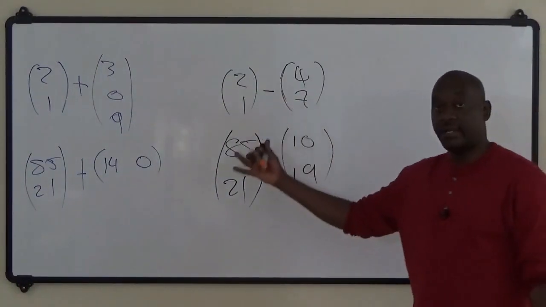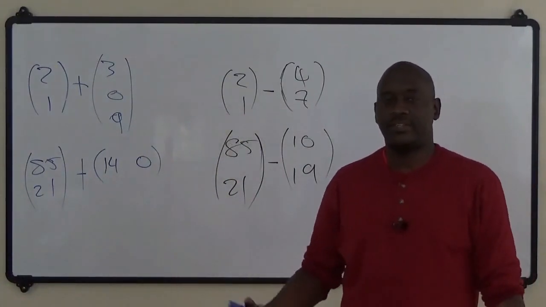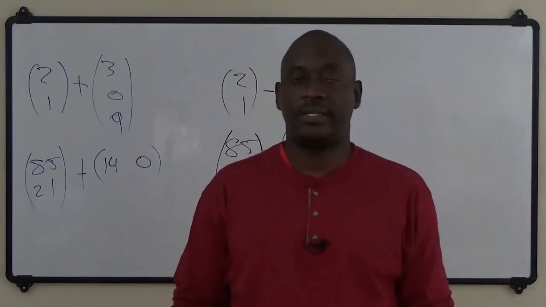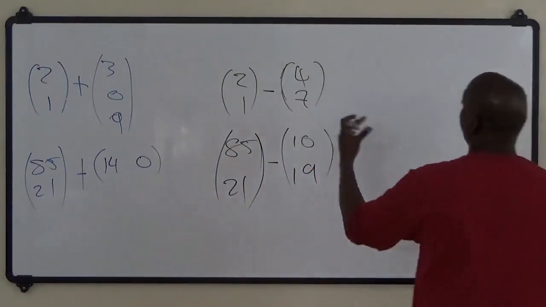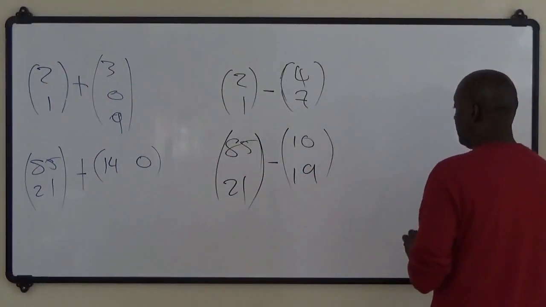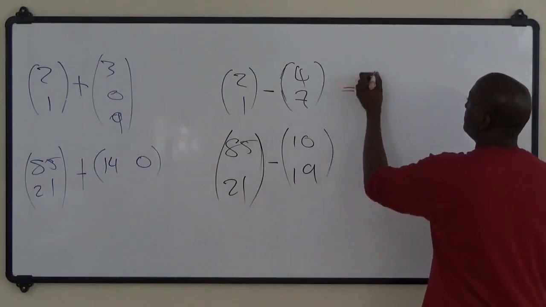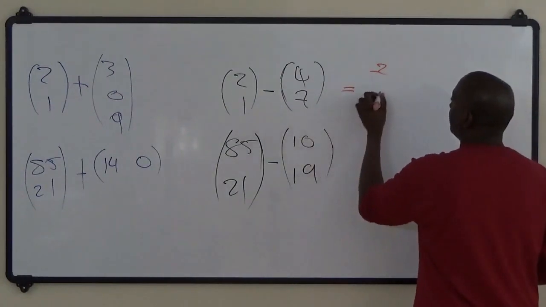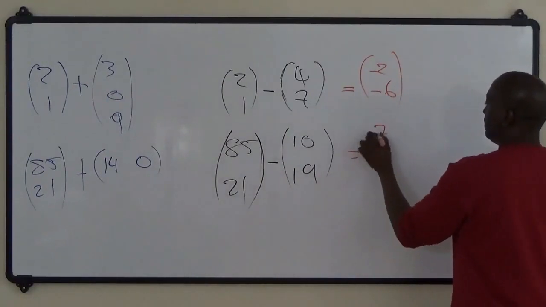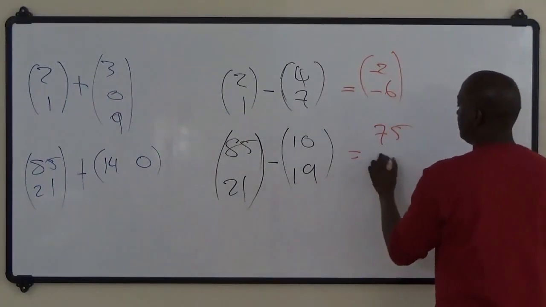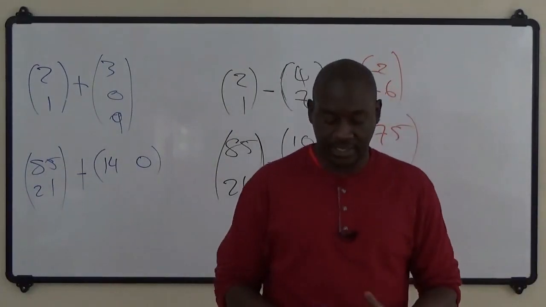Again, same idea. The order, the rank, the dimension of each matrix where you're trying to apply the operation must be the same. So 2 minus 4 is still, after all these years, in spite of COVID and the recession, minus 2, and 1 minus 7 is still minus 6. 85 minus 10 is 75. 21 minus 19 is 2. End of discussion. No need for a long talk.